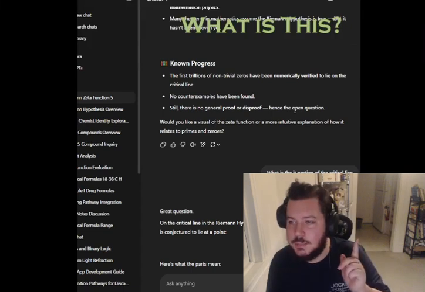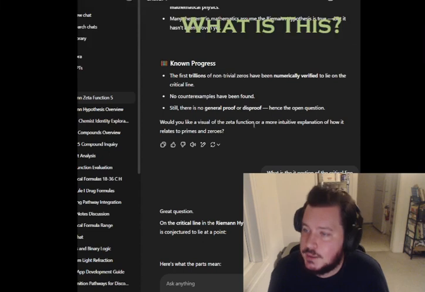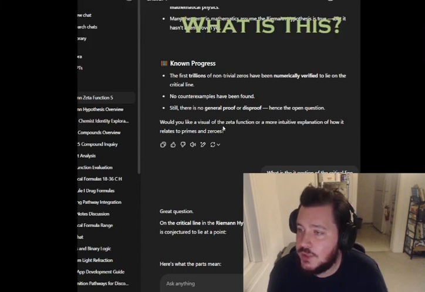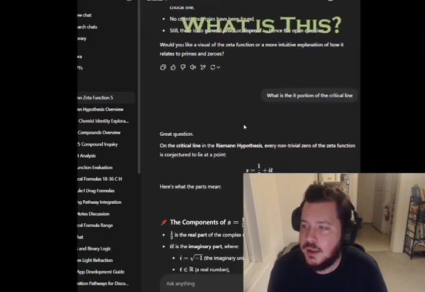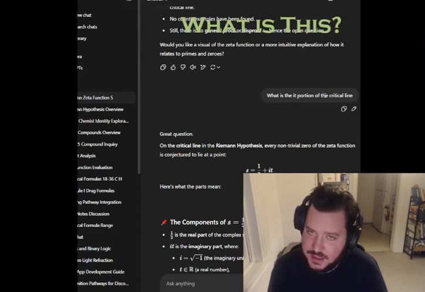Well, I do have some questions for myself, and I believe we've answered them here on ChatGPT. Would you like a visual of the zeta function or a more intuitive explanation of how it relates to primes and zeros? No, that's too much noise. What is the it portion of the critical line? That's what I come back with.